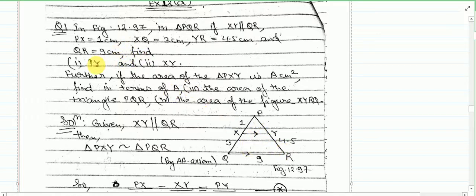They want you to find PY and XY, and they are saying that suppose the area of triangle PXY is A centimeter square, then what would be the area of triangle PQR and what would be the area of figure XYRQ in terms of A?